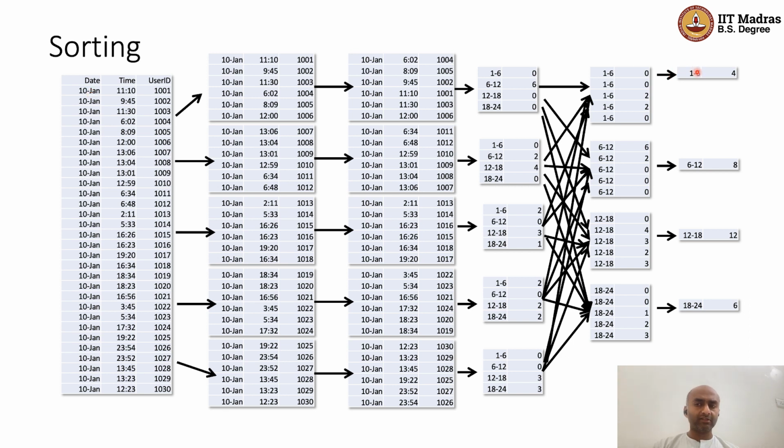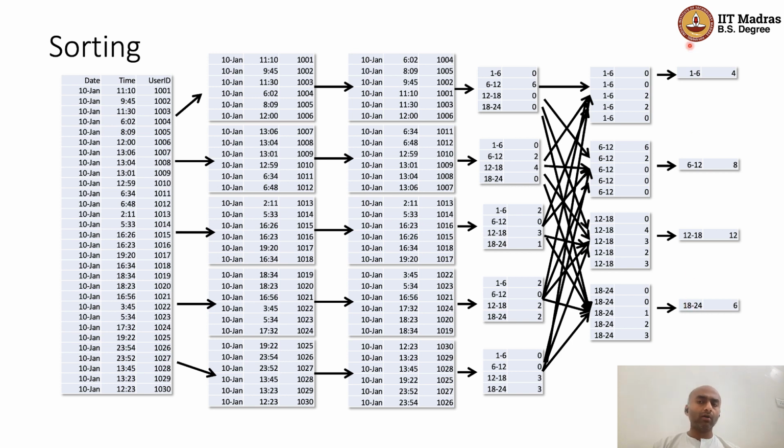1 to 6, which is basically 1 AM to 6 AM, both hours included, 6 AM to 12 PM, 12 PM to 18, which is 6 o'clock in the evening, and 18 to 24, right?